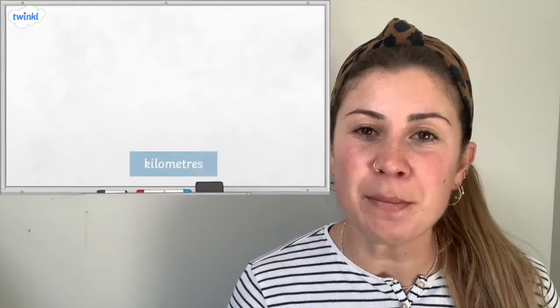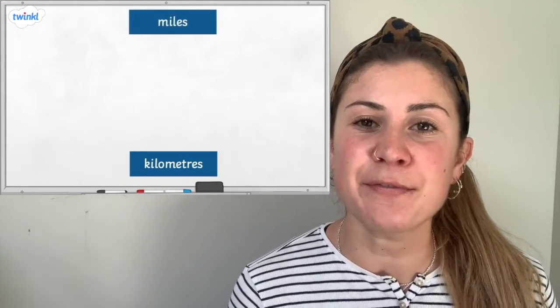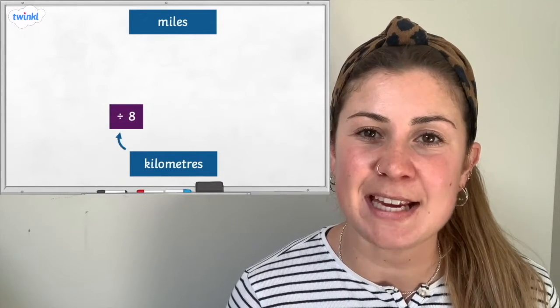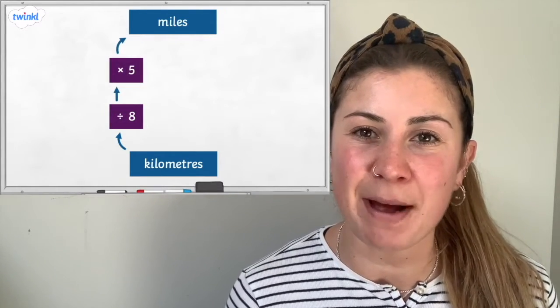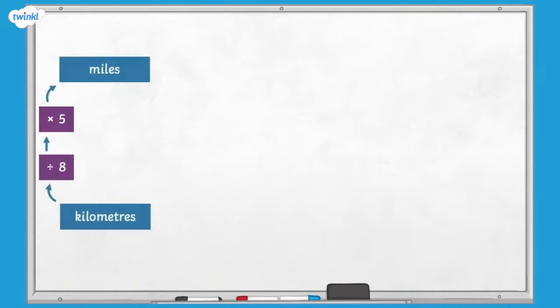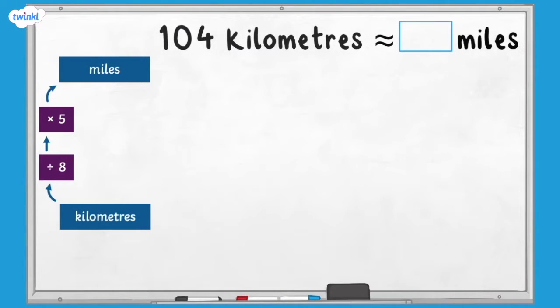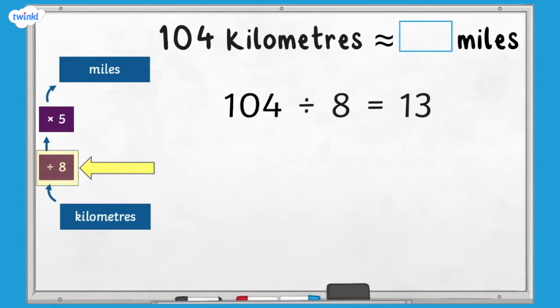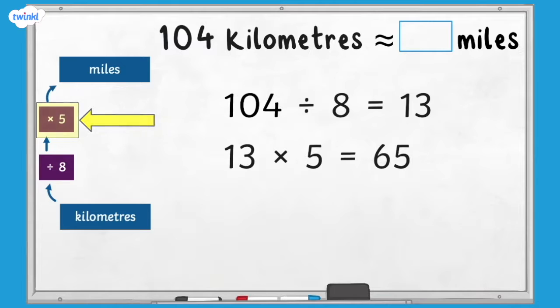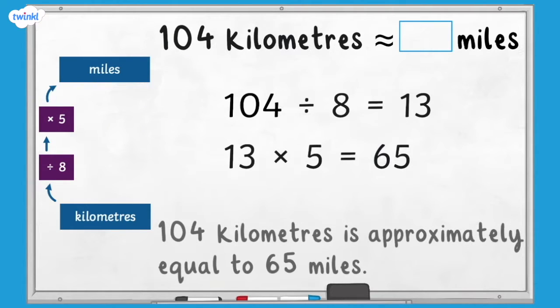To convert kilometres into miles, we could divide the number of kilometres by 8 and then multiply the answer by 5. For example, to convert 104 kilometres into miles, I would divide 104 by 8, which equals 13. I would then multiply 13 by 5, which equals 65. We would say 104 kilometres is approximately equal to 65 miles.